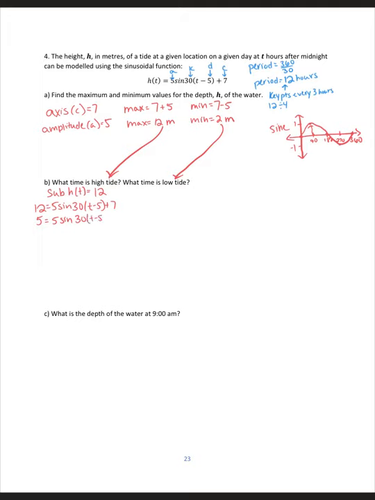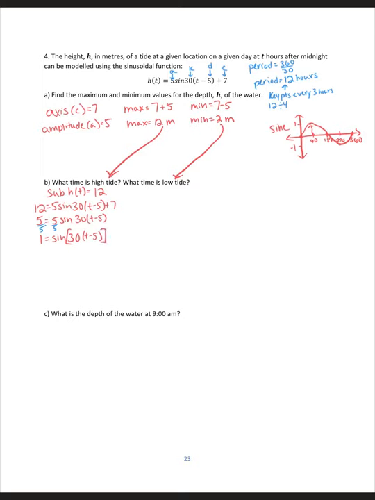And then we're going to divide by 5 to get rid of this 5. So divide by 5. So now we have 1 equals the sine of 30. You have to remember that we're taking the sine of all the stuff inside of our brackets.